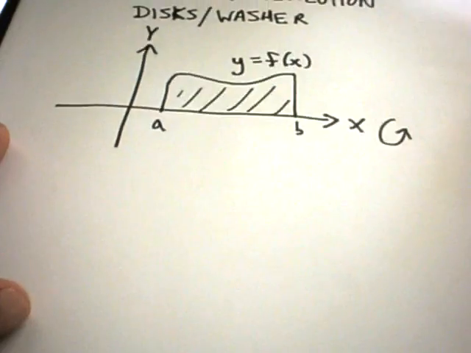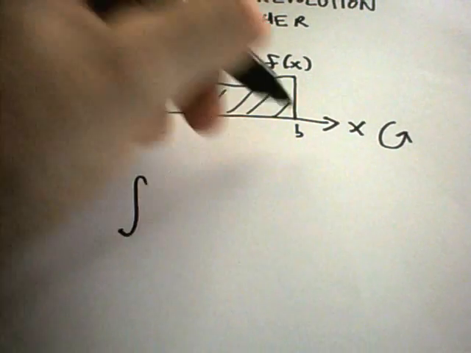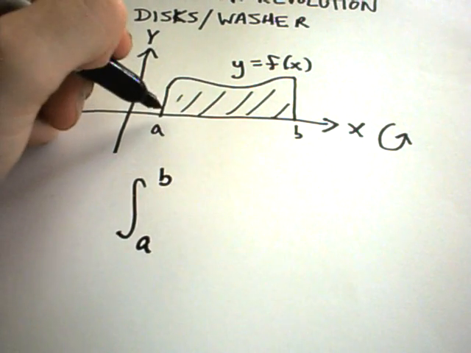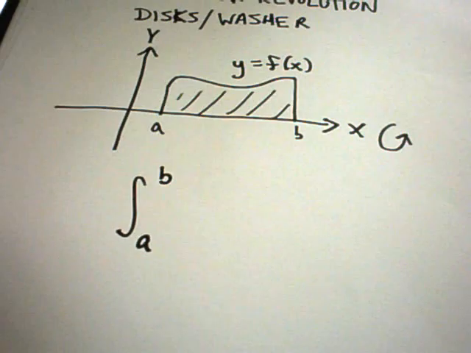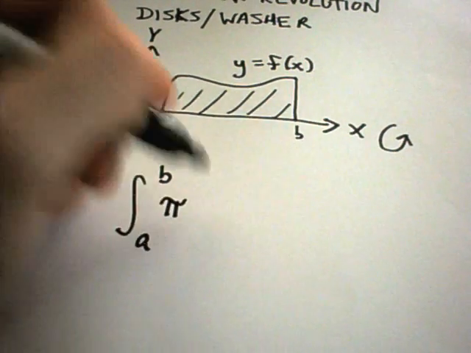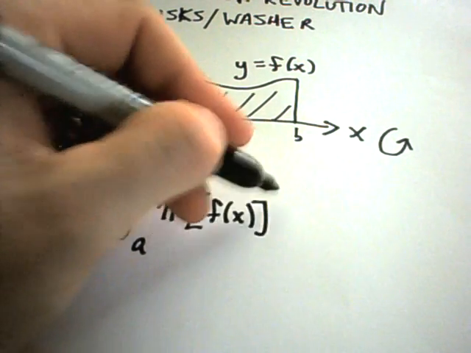The basic formula, at least for this scenario, is that your limits of integration come from the x-axis. Your limits of integration are going to be where the region starts to where it stops, so from A to B. And then you throw a pi in there, and then you take your function and you square that.